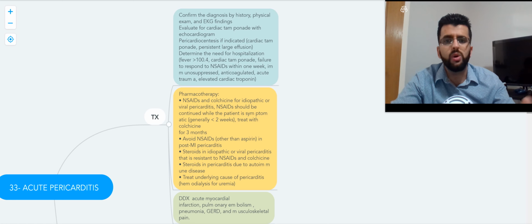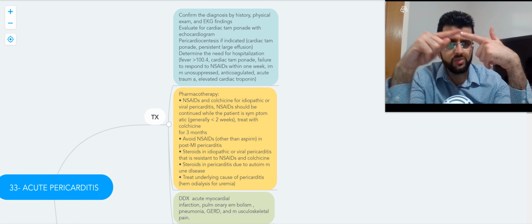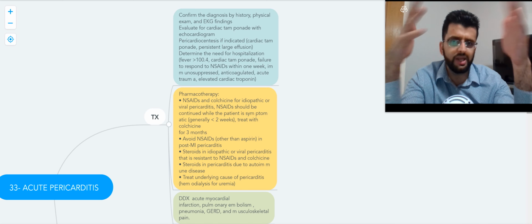Okay, another thing: you treat the underlying cause if the patient has pericarditis due to renal failure, hemodialysis. So usually non-steroidal and colchicine. If that didn't work, then steroid. If that didn't work, you just treat the underlying cause, like if it's because of renal failure. Okay, so that's basically it.